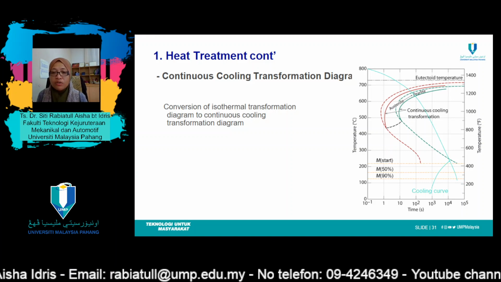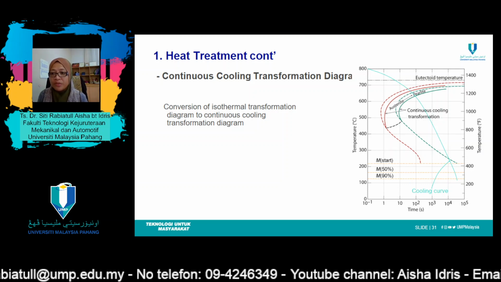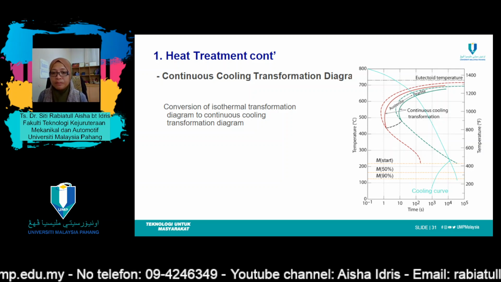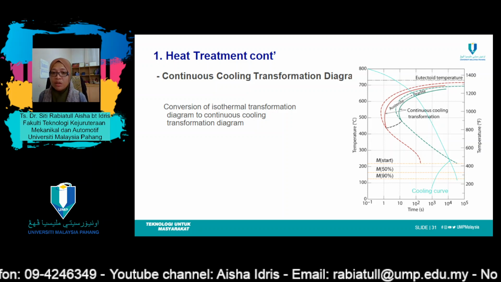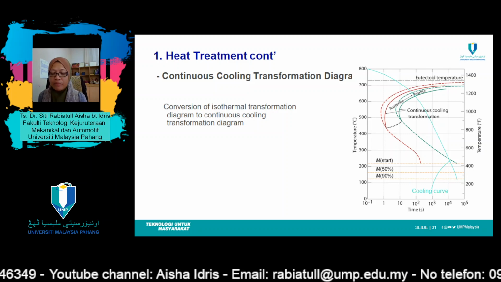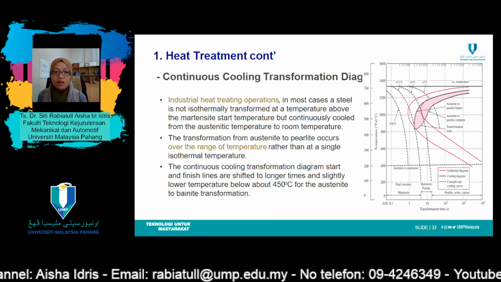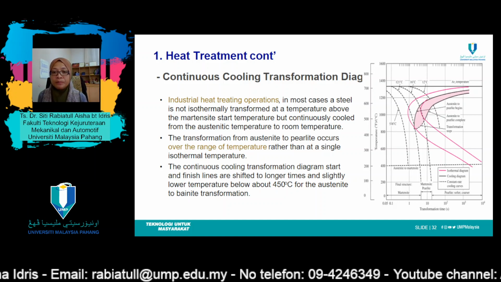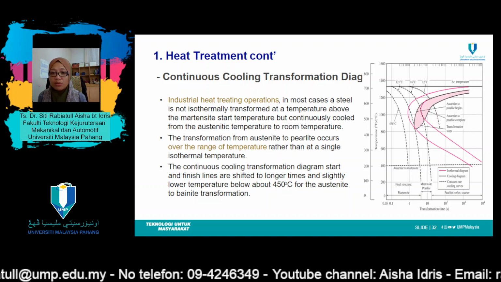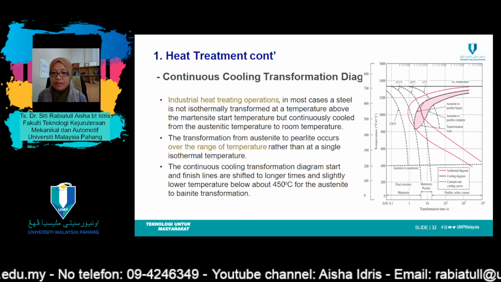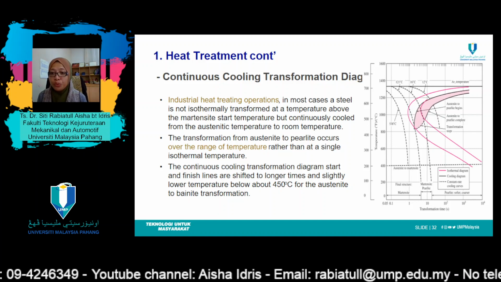Now let's look at the continuous cooling transformation diagram. This is a conversion of the isothermal transformation diagram to the continuous cooling transformation diagram, or CCT diagram. What is a CCT diagram? It is used in industrial heat treating operations. In most cases, a steel is not isothermally transformed at a temperature above the martensite start temperature, but continuously cooled from the austenite temperature to room temperature.